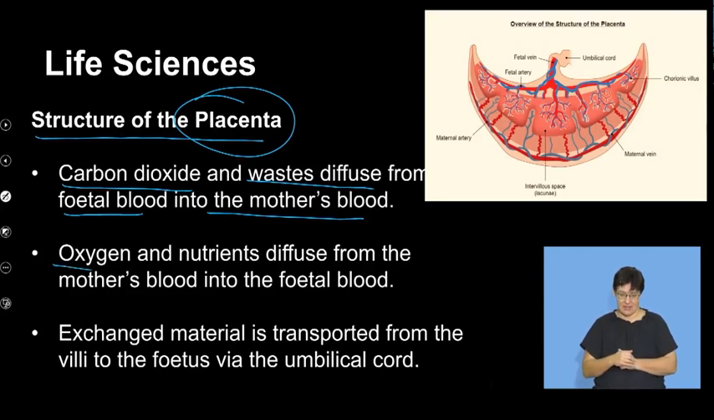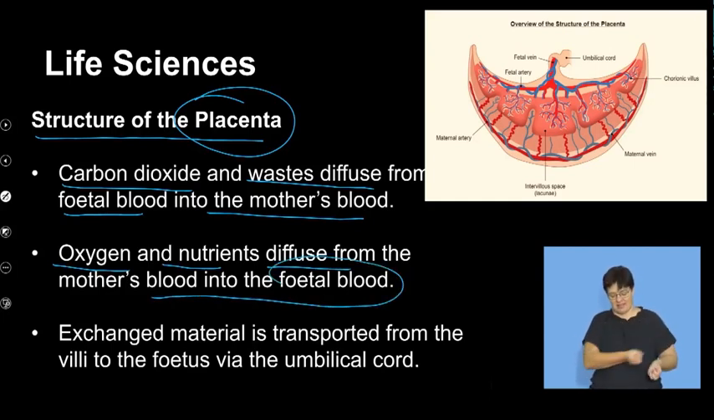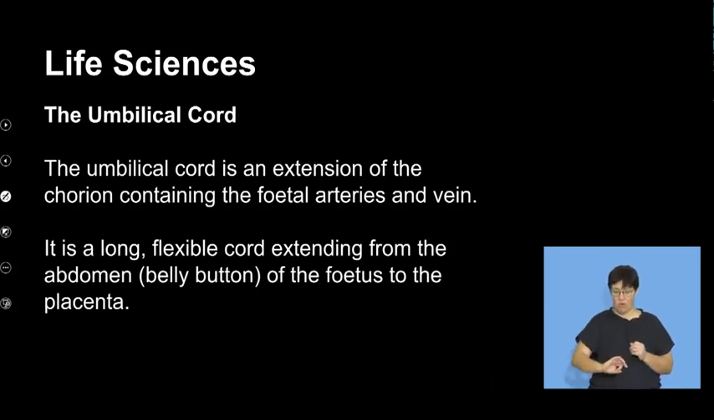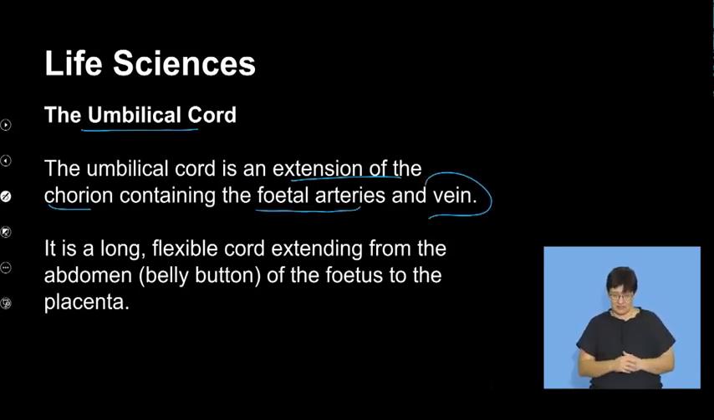We also know that the baby or the fetus requires oxygen and nutrients, and that diffuses from the mother's blood supply into the fetal blood supply. This exchange of materials happens through what we call the umbilical cord, which contains your fetal veins and your fetal arteries. So when we look at the umbilical cord, it is an extension of the chorion which contains the fetal arteries and the vein. It is a long, flexible cord that extends from the abdomen of the fetus all the way to the placenta.